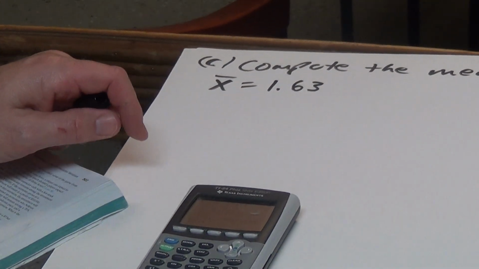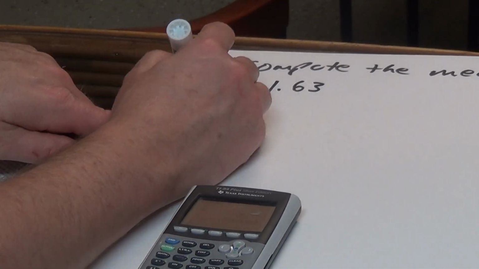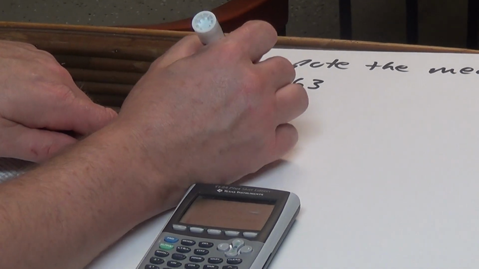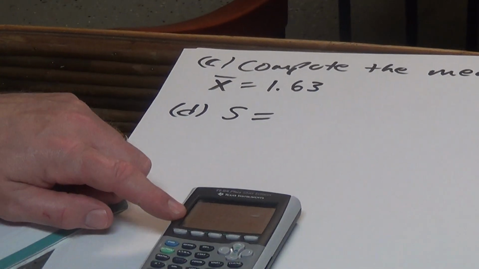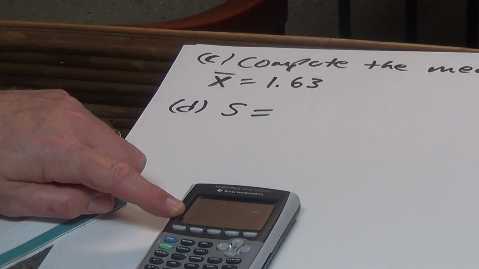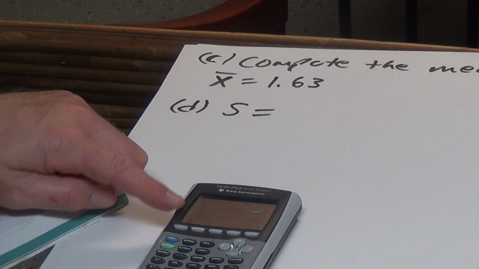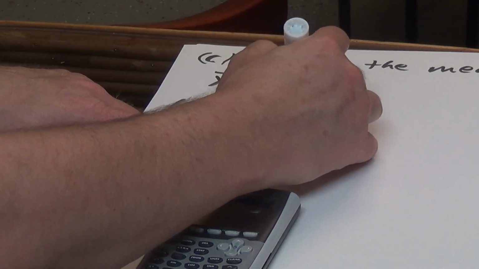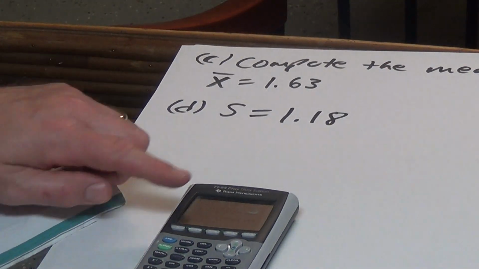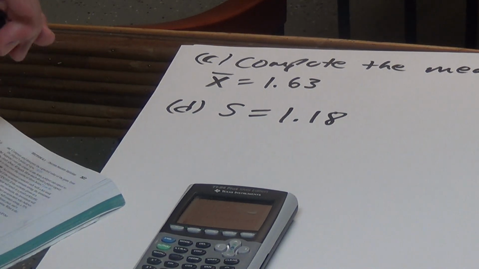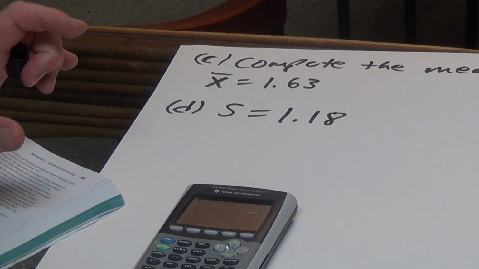Part D wants the standard deviation of this, and we'll just read that off. We'll call the sigma x column. There's only one standard deviation. We'll call it 1.18. Both of them read off that screen, but make sure you tell it about the L1 and the L2.